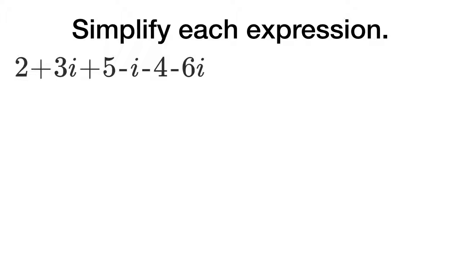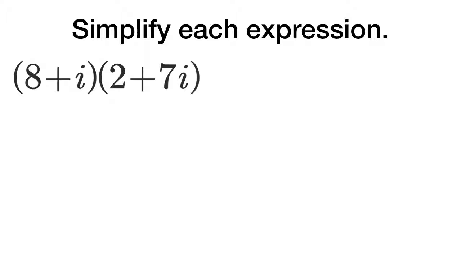Let's try this next one. We're going to first add our real numbers. 2 plus 5 is 7, minus 4 is 3. And then 3i minus i is 2i, minus 6i is minus 4i. 3 minus 4i.